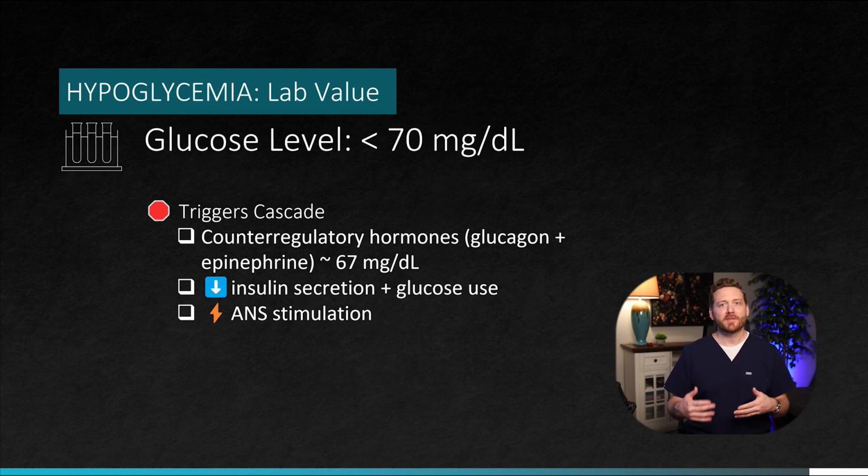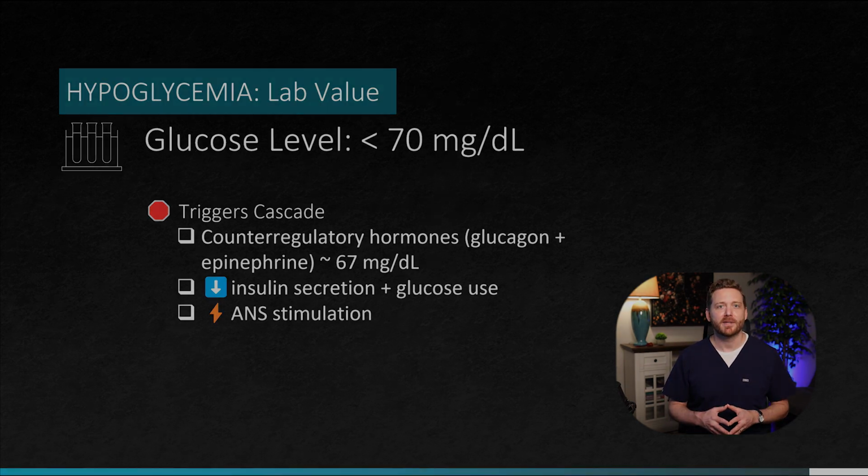Due to heightened release of epinephrine or adrenaline, early signs and symptoms arise as a result of autonomic nervous system stimulation. We'll delve into those shortly, but it's essential to grasp the physiological processes at play to understand these clinical manifestations better. With that in mind, let's examine the mental status changes associated with hypoglycemia.